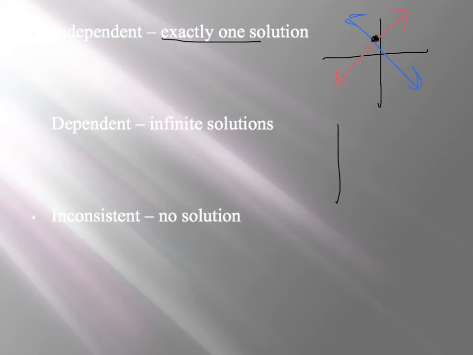Dependent would be if I had 2 equations, and I would graph one, and it would look like this, and I would graph the other, and it would look like this. Whenever they overlap, that means they're going to have all solutions or infinite solutions because they're right on top of each other. And my last one, no solution: if I graph one equation and then graph my second equation, and the lines are parallel, then they're never going to cross. That means there will be no solution.